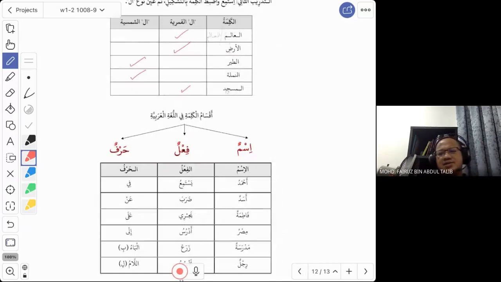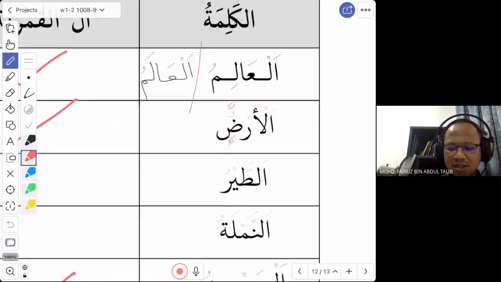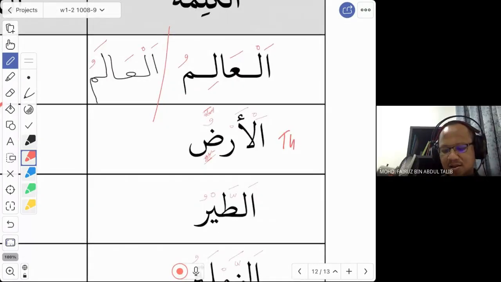All right? So that is our lesson for today. Yes, any question? So it is only about the Alif Lam. But yes, what is the meaning of Al-Ardu? Al-Ardu is the earth. Our earth is called Al-Ard.